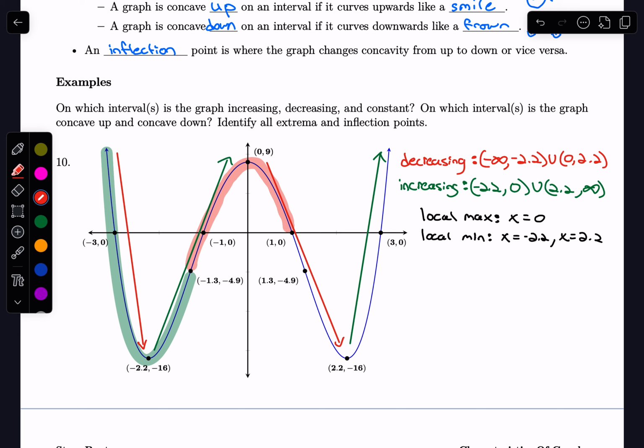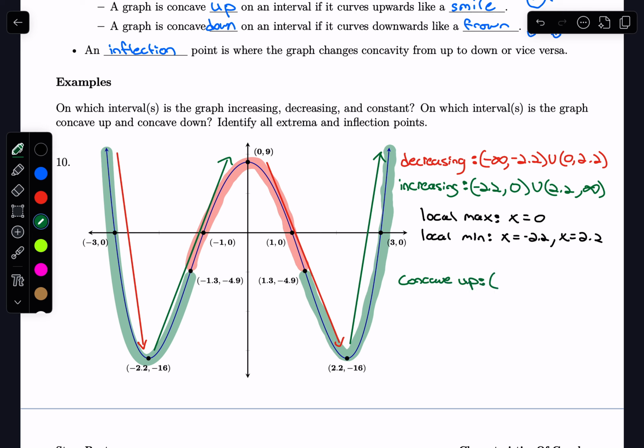Notice this looks like a frowny face all the way up to that dot. And then we're going to be smiling again for the rest of this graph all the way up to infinity. So we can go ahead and categorize these intervals. Okay, we are concave up on two intervals.